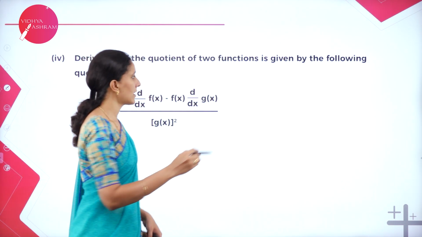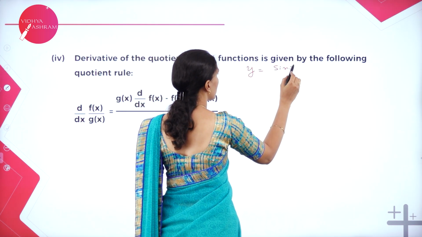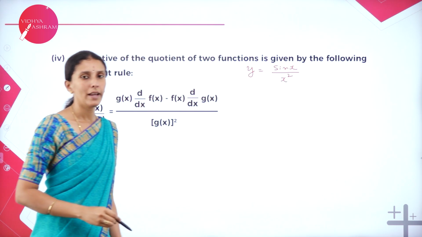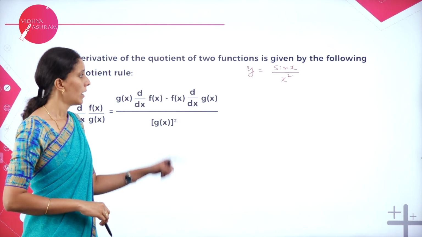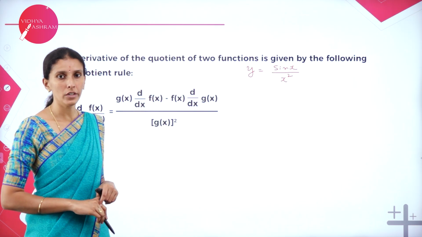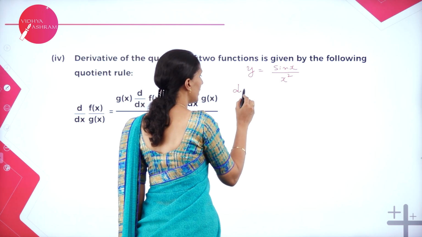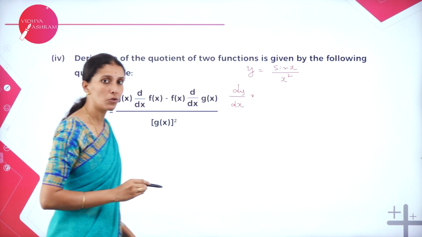So, let me take an example. y is equal to sin x by x square. We have two functions. One is sin x, another one is x square. Now, it is in the form of a quotient. So, let us apply the quotient rule. Therefore, dy by dx is equal to, what does the quotient rule say?